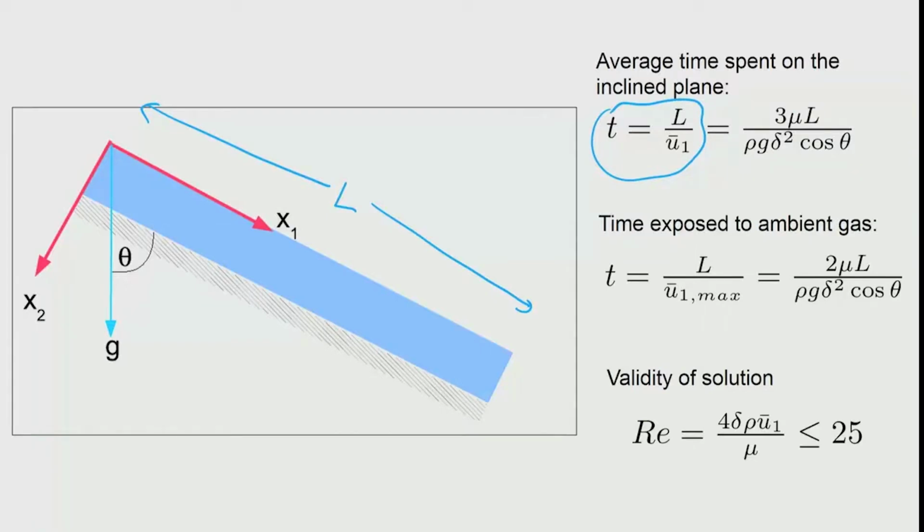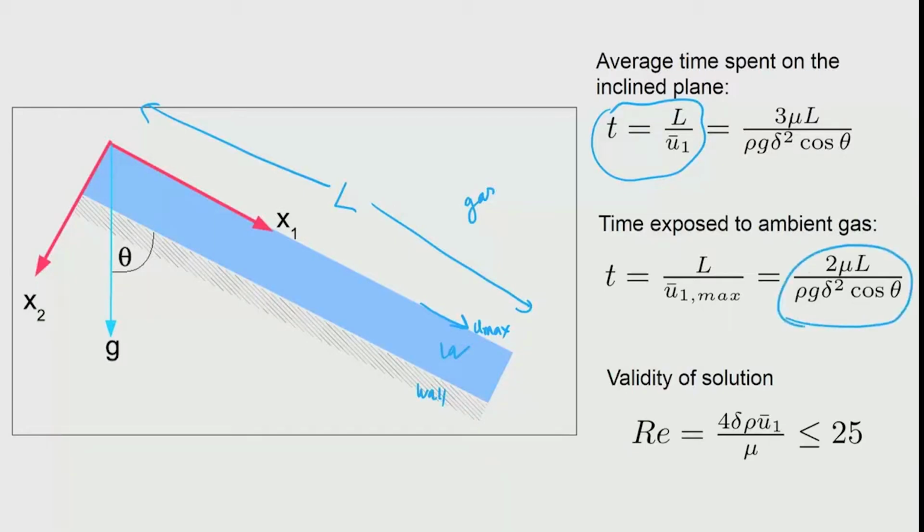Now, the time of exposure to the ambient gas. The ambient atmosphere is a gas here, this is the liquid, and you have the wall here. The time of exposure refers to the liquid which is actually exposed here, and that is moving at the maximum velocity. So, the time of exposure calculation requires that we divide the length by the maximum velocity, and therefore you have a slightly different expression coming here.